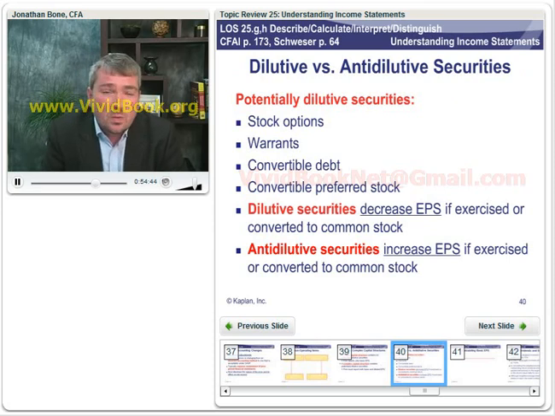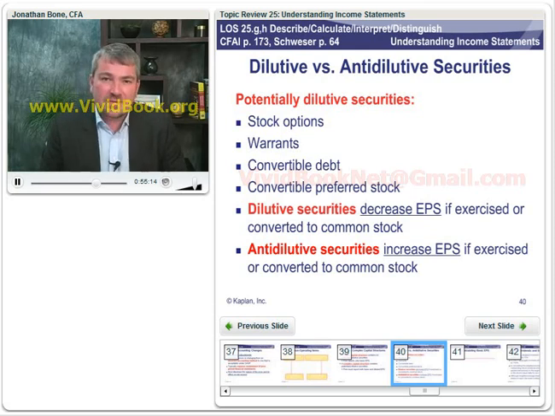Warrants. A warrant is very much like a call option. It gives the holder of the warrant the right to buy shares in the company at a predetermined price. Why is it not a call option? Well, as we said, a call option is on existing shares, a warrant is on brand new shares. So if you exercise your right to buy with a warrant, the company will have to issue new shares. Convertible debt, of course, can be converted into common stock, and convertible preferred stock as well could be converted.